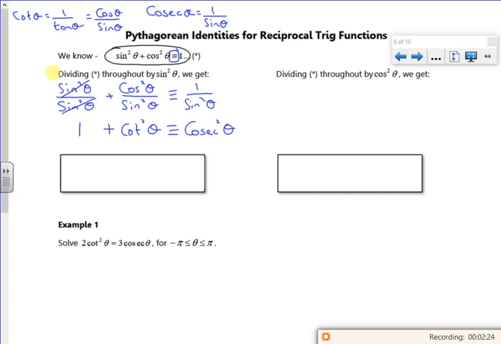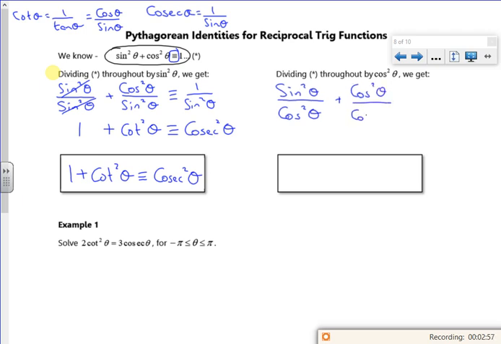Can you do exactly the same if I divide through by cos squared? So just pause a bit and do it. I'm just going to write this one in here. There. So hopefully you divided through by cos squared. So what you've got is sine squared theta divided by cos squared theta plus cos squared theta divided by cos squared theta is always equal to 1 over cos squared theta. So we know that sine theta over cos theta is tan. So sine squared theta over cos squared theta is tan squared theta. There. And cos squared over cos squared, that's going to cancel out.